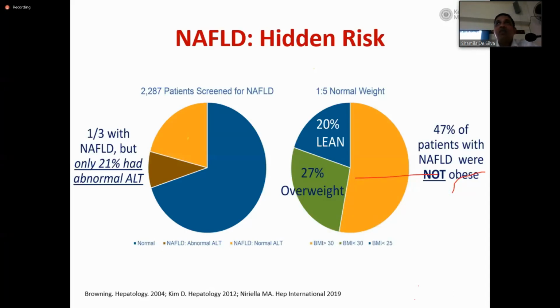Only half of the patients were obese, and 1/4 of them were overweight, and 1/5 of them were actually lean, meaning that they were not even overweight. They had normal BMI. A study done by us also showed that 21% of our population are lean NAFL patients. So we should be extra vigilant in not missing these patients, because they also have the same poor outcome.